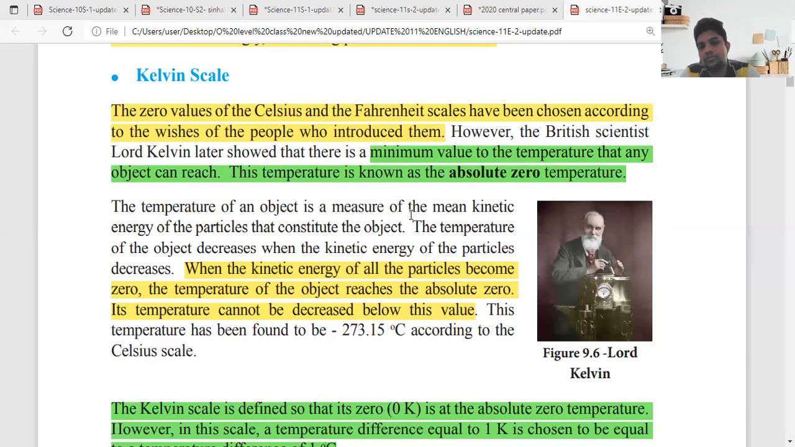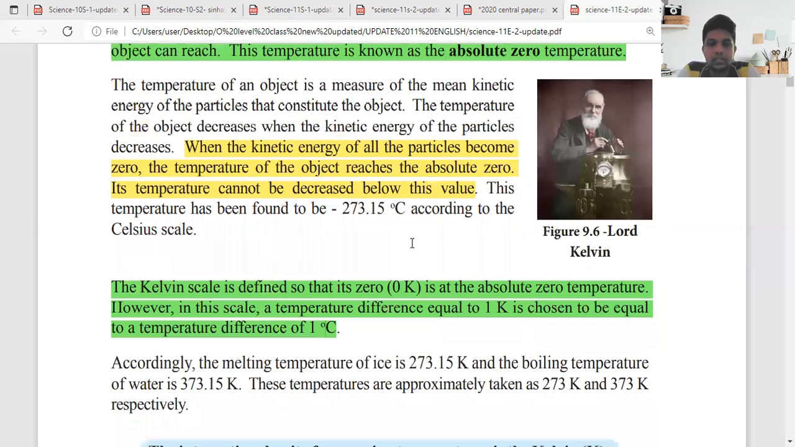Absolute zero temperature. Next point, write down the next point. Absolute zero temperature, and you have to highlight that one, okay? Absolute zero temperature, if you can, learn it in red, otherwise highlight it.